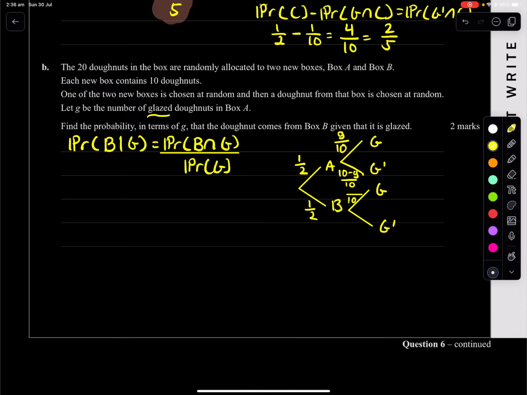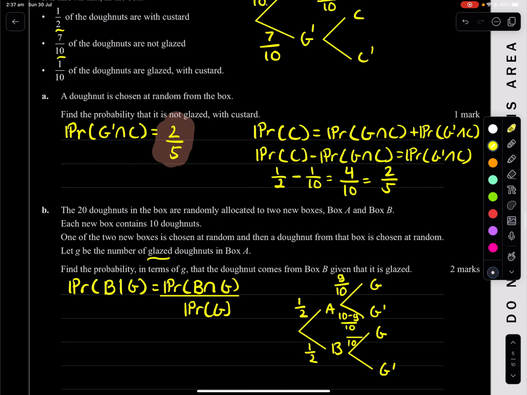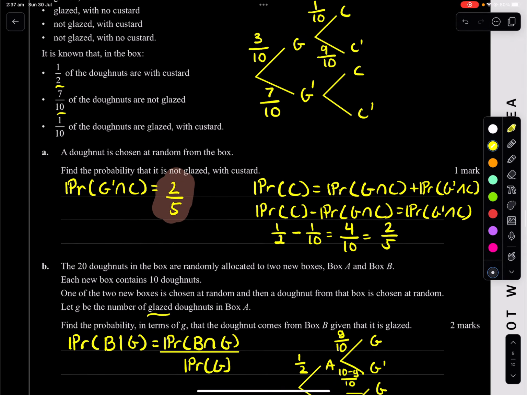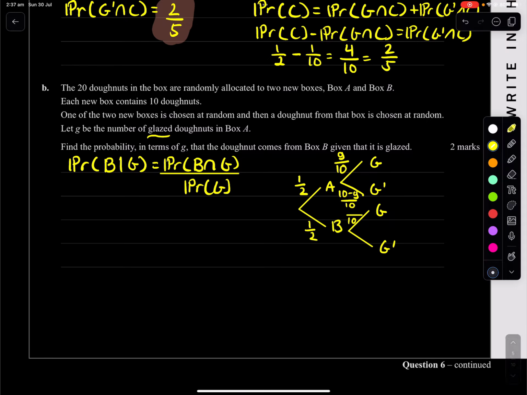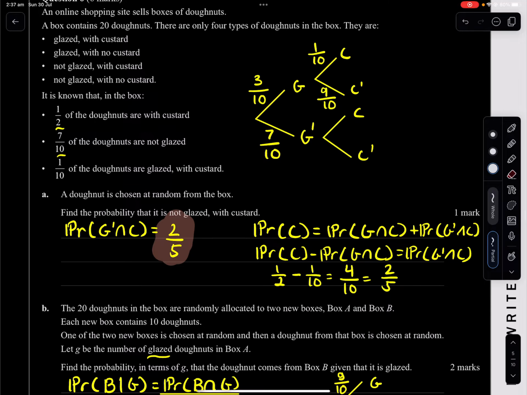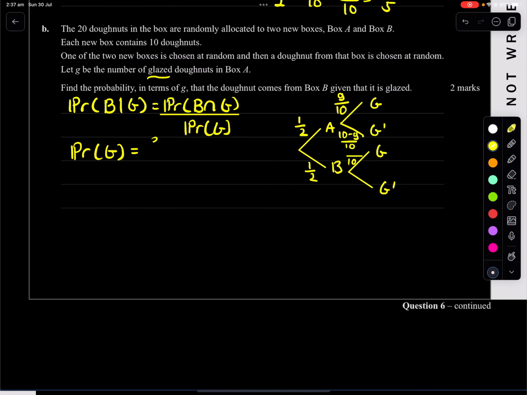Let G be the number of glazed donuts. Okay, wait, this question is with this one, because they're in the same question. Okay, glazed donuts. If we can find the probability of glazed, which in this case, we know not glazed is 7 over 10, so glazed will be 3 over 10.